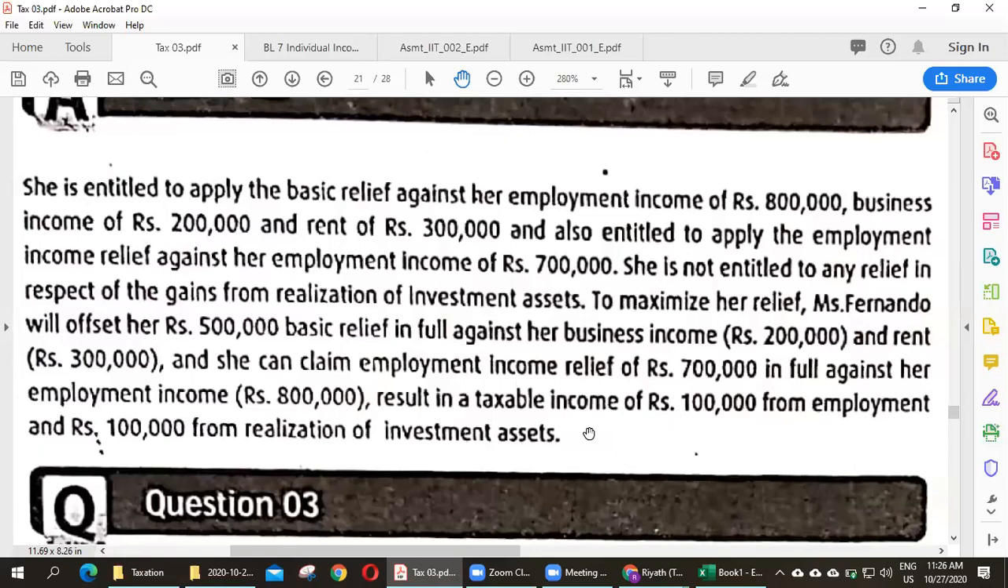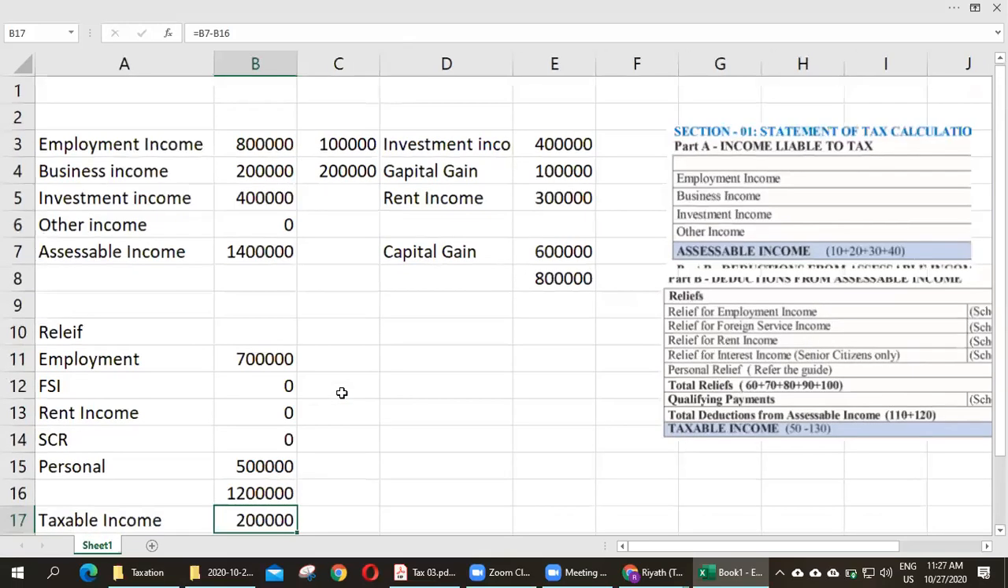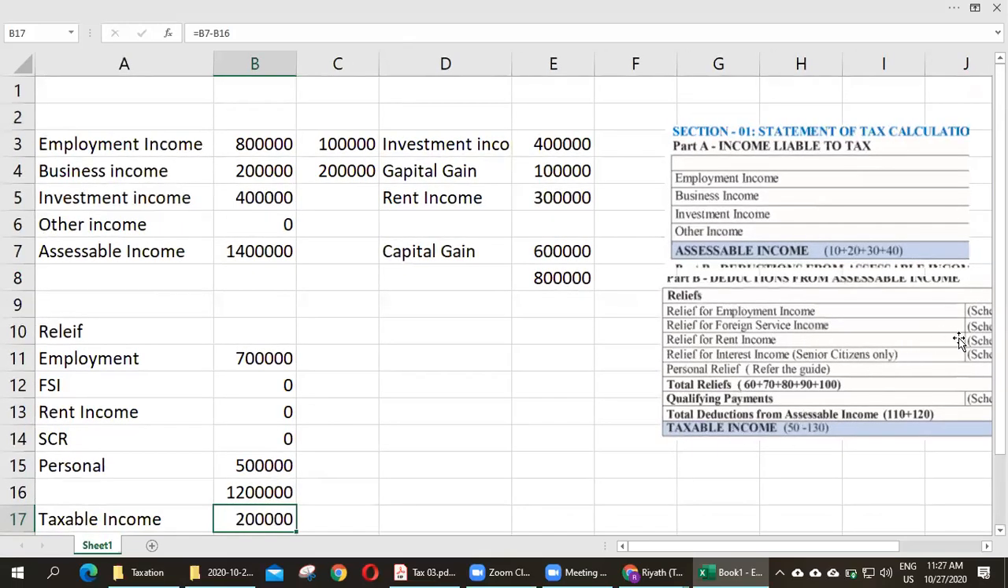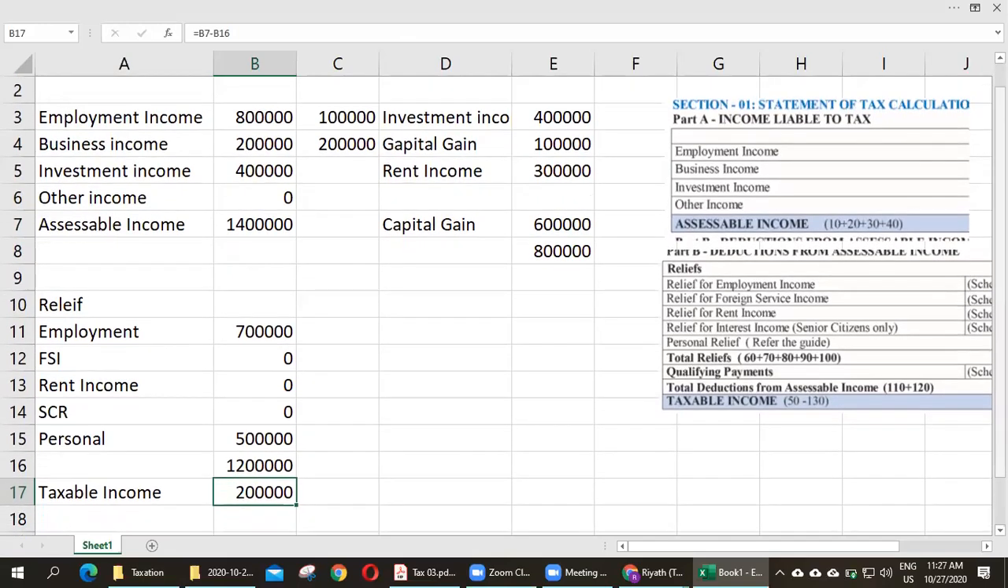Yes. This results in taxable income of rupees 100,000 from employment income and rupees 100,000 from realization of investment assets. Right? How much altogether? 100,000 plus 100,000 equal 200,000. So you will get 200,000. Clear? If you have any doubt, or if you are not clear, please ask questions. Any questions, you can ask.